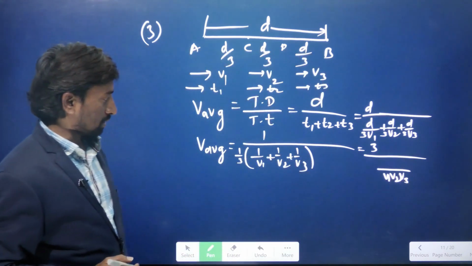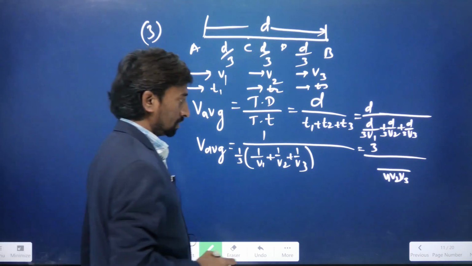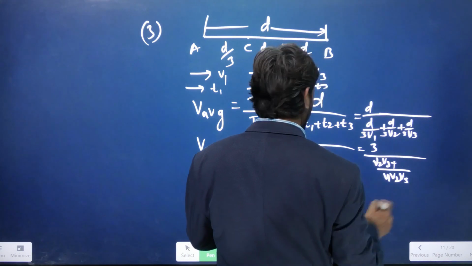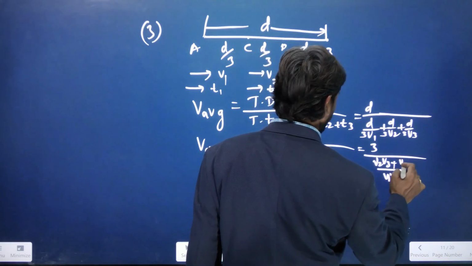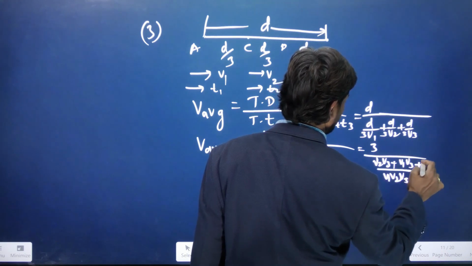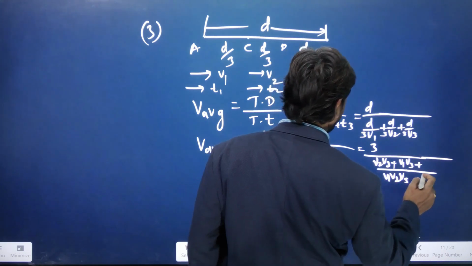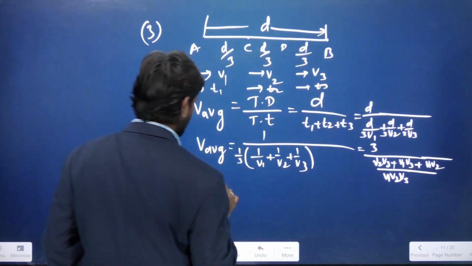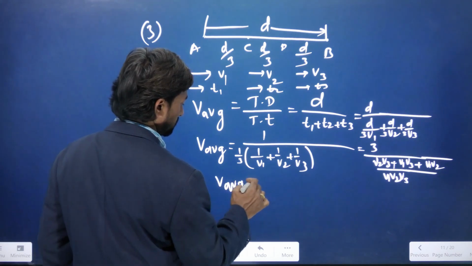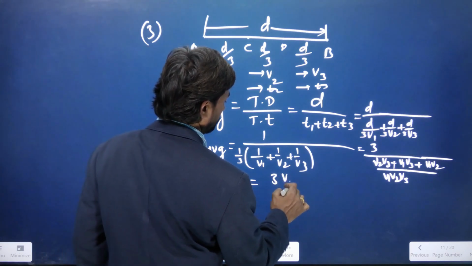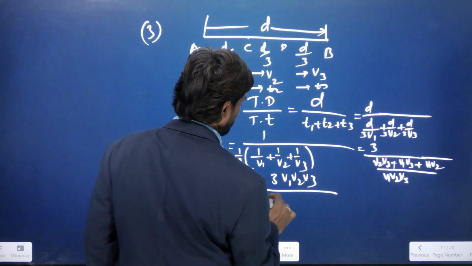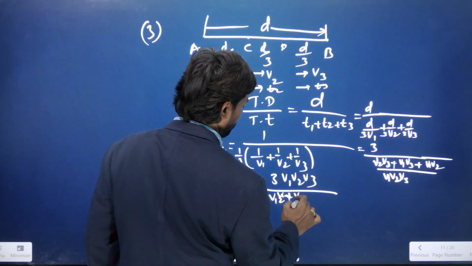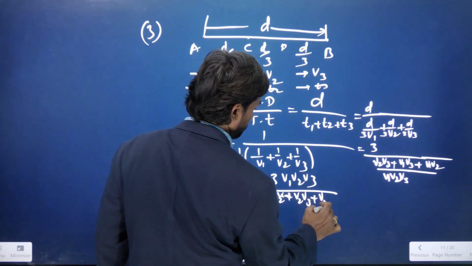Now, the LCM divided by the first denominator gives V2 V3, plus the LCM divided by the second denominator gives V1 V3, plus V1 V2. So finally we get the answer: the average speed is 3 V1 V2 V3 divided by V1 V2 plus V2 V3 plus V3 V1.